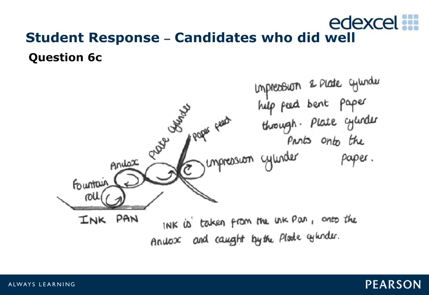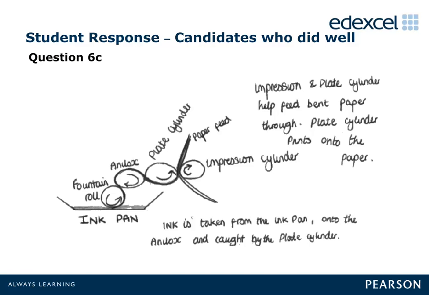In this case, this required the 4 cylinders to be shown, the ink pan identified either on the sketch or in annotations, and the media passing through the plate and impression cylinders. In addition to these, marks were subsequently awarded for correct identification of the cylinders by name and the doctor blade.